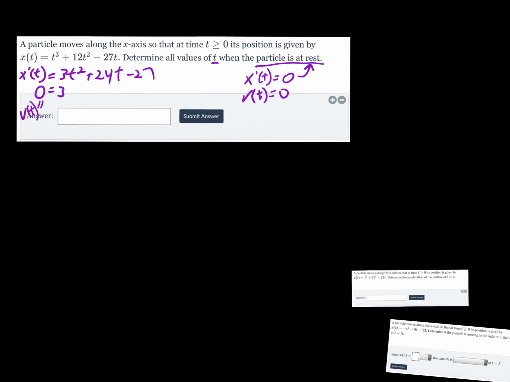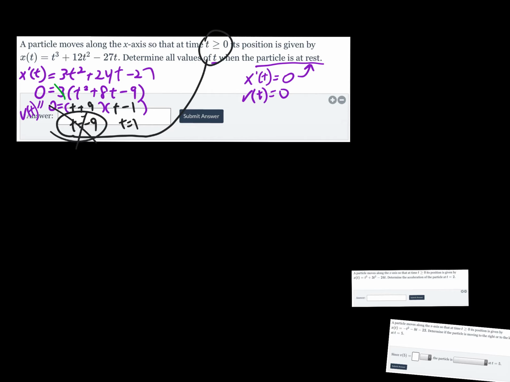I'm going to take out a common factor because that is going to make this easier to factor. That's a 9. And I'm going to divide both sides by 3, so that's just going to go away because 0 divided by 3 is 0. That makes it easier to factor out. These factors look like t plus 9 and t minus 1. Did I do that right? Yep. And you're going to get t equals negative 9 and t equals 1. Since our interval is dealing when time is 0 or positive, we don't deal with negative 9. We have a t-value of 1. Our particle is at rest at time 1.